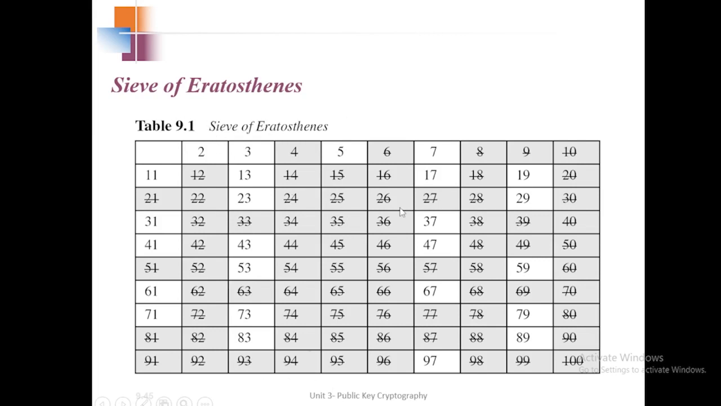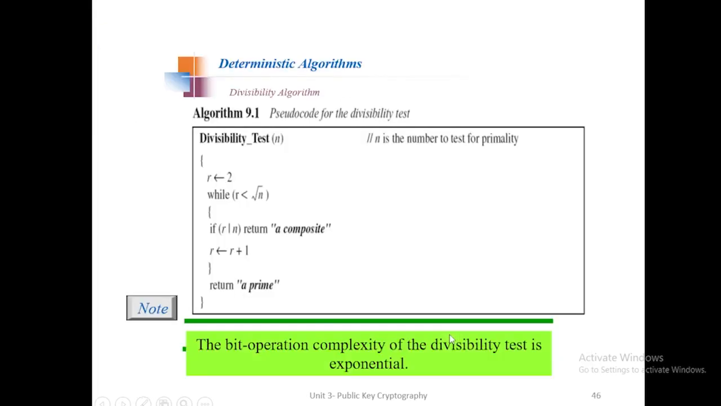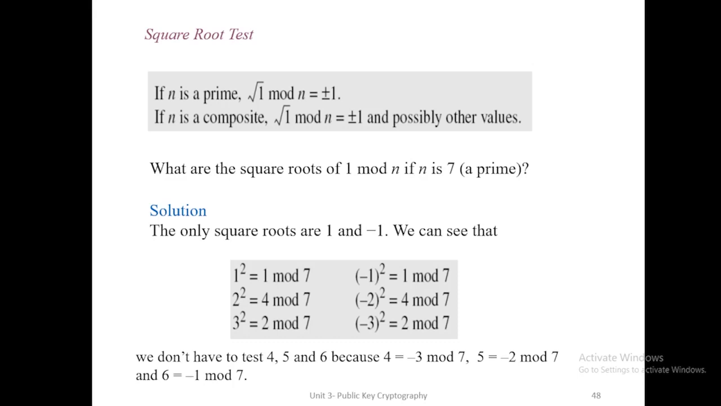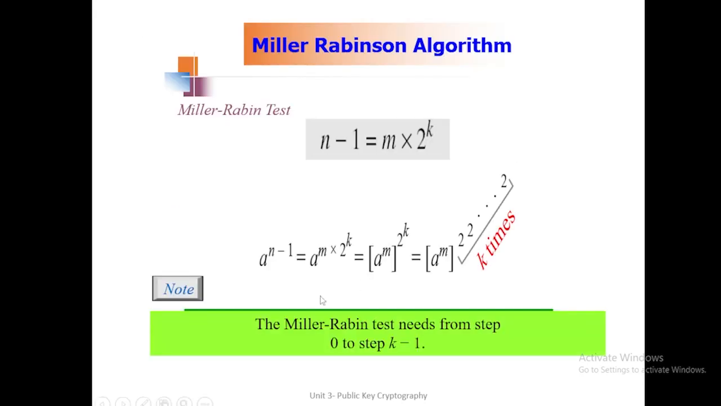This is the standardized way of doing prime number calculation. It is the oldest method, and the probabilistic method is like that. We already know that mod n means we may directly apply Fermat's theorem for exponentiation. This is the square root test, and the most important probabilistic algorithm is the Miller-Rabin algorithm.